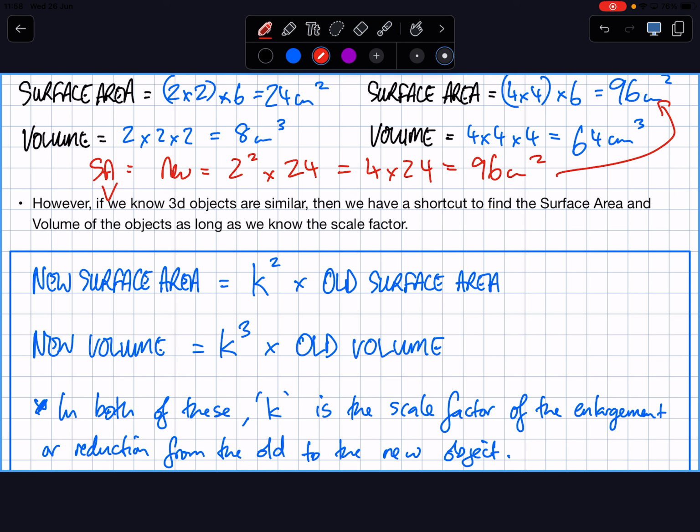Let's do it for volume. V new equals scale factor of 2, but I'm cubing it this time, times by the volume which we had here, was 8. 2 cubed is what? 2 times 2 times 2? 8. And then I'm timesing it by 8. What is 8 times 8? 64 cubic centimeters. Does that confirm that it works as well? So now it's not going to be so painful to do it for a set of 8. All right, I'll stop the video there.